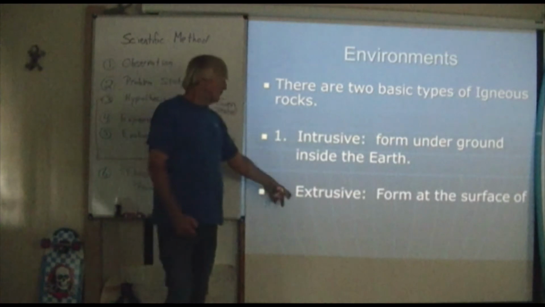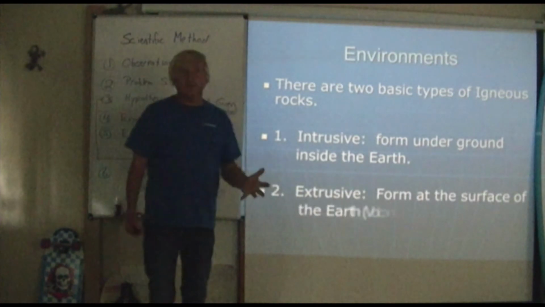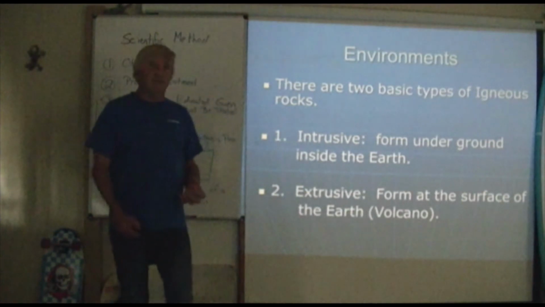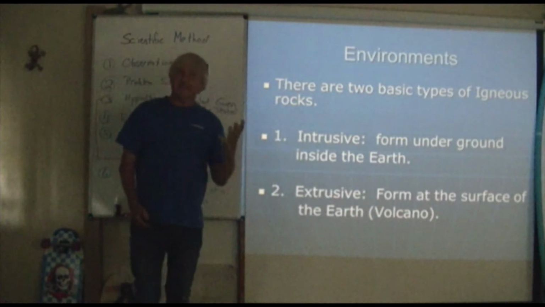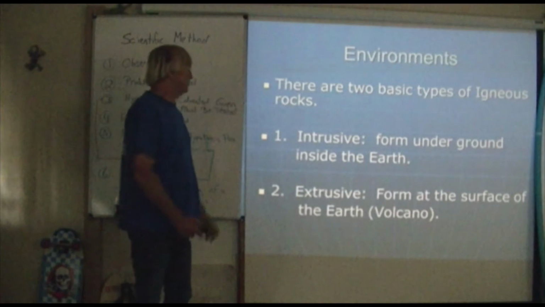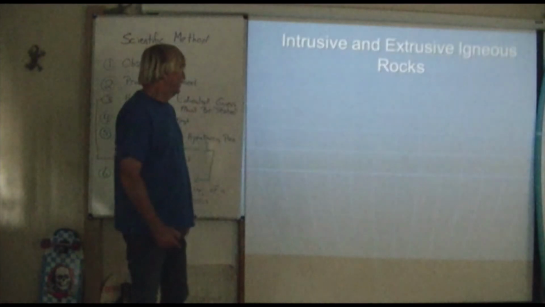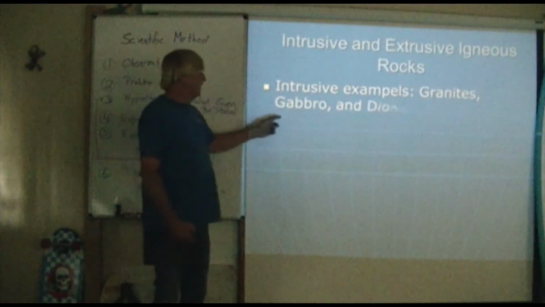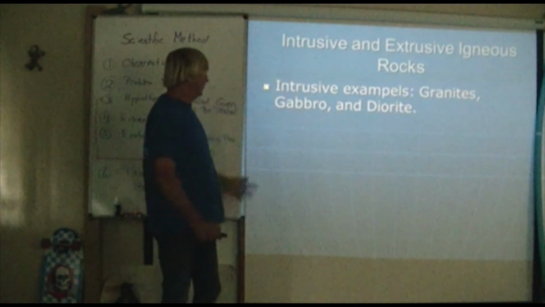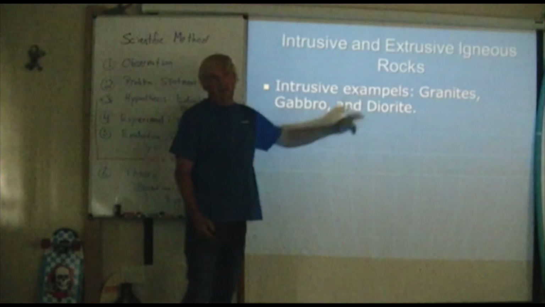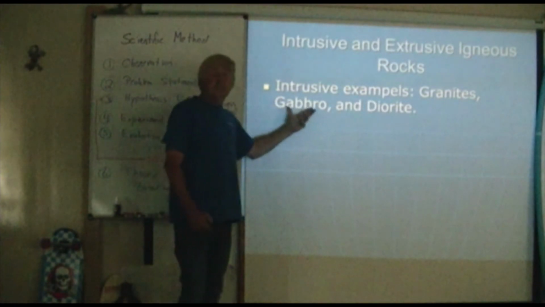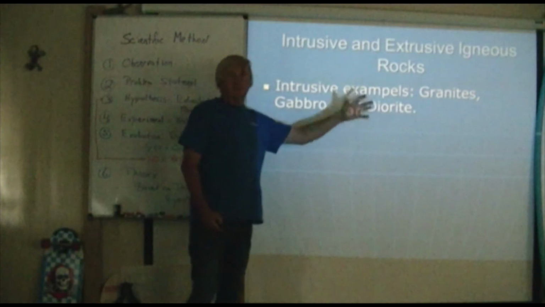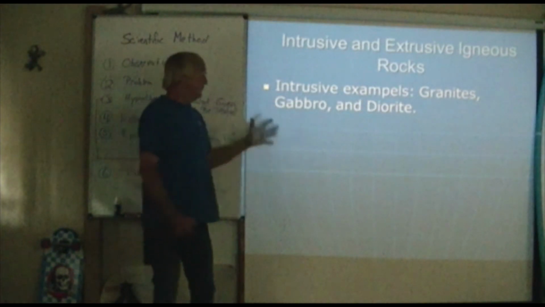Extrusive rocks form at the surface, and they cool so quickly that they don't have time to form crystals. They have just a groundmass in which you really can't identify individual crystals. And that's the difference between the two rocks, intrusive and extrusive igneous rocks. Intrusive examples, rocks that form under the ground, are granite, which is a very light colored rock; gabbro, which is a very dark colored crystalline rock; and an intermediate rock, kind of half light and half dark, which is a diorite.